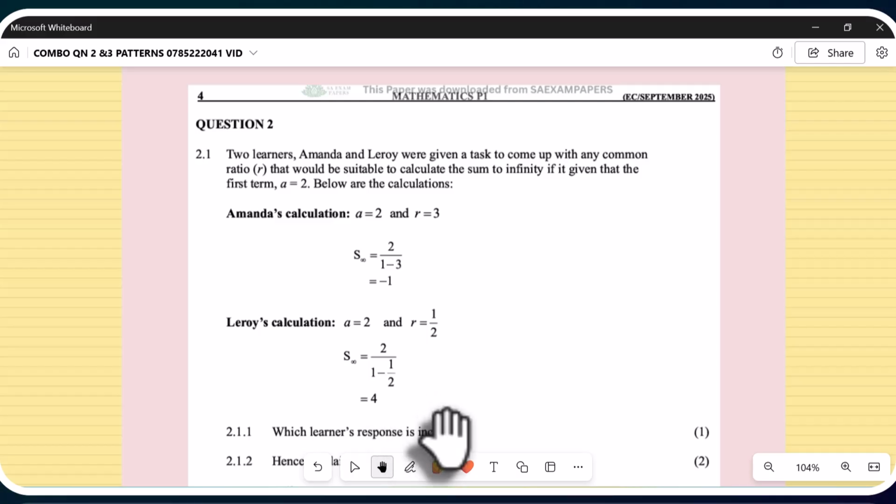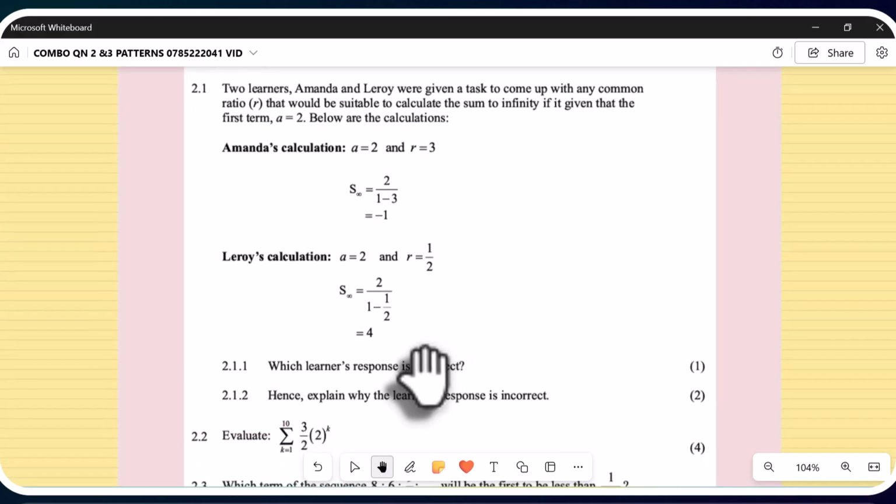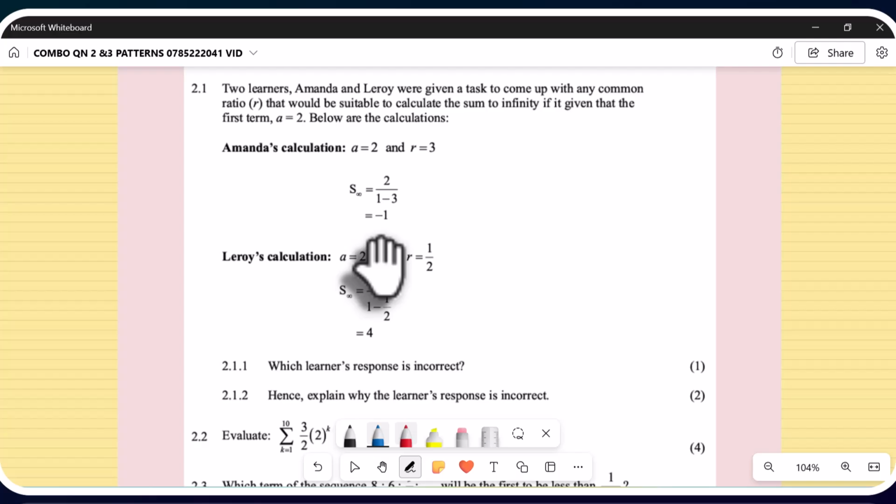So it must be Amanda's response. Explain why: because the common ratio that she used does not lie between negative 1 and 1. That's the reason here. The common ratio must be between negative 1 and 1, for example 1 over 2. This one is correct because the common ratio is between negative 1 and 1, so that's why she got this answer. And that's the one who is correct.